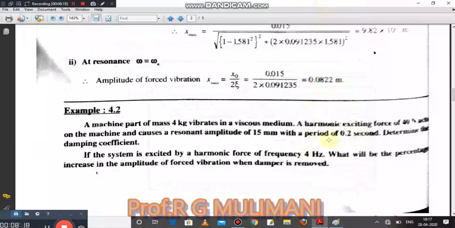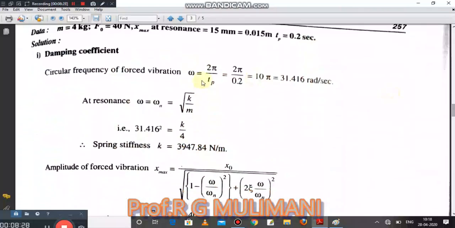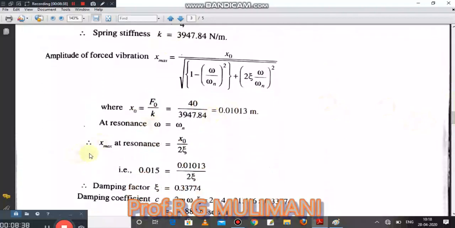The zeta value is not directly given. The time period is given as 2 pi divided by omega. So 2 pi divided by this time period gives you the natural frequency, the omega value. By this omega value you find the unknown stiffness. Then to find the zeta value, we know that amplitude x equals x naught divided by 2 zeta. x naught is f naught by k. F naught is 40 newtons. K is determined here as 3947, and the zeta value can be calculated here.